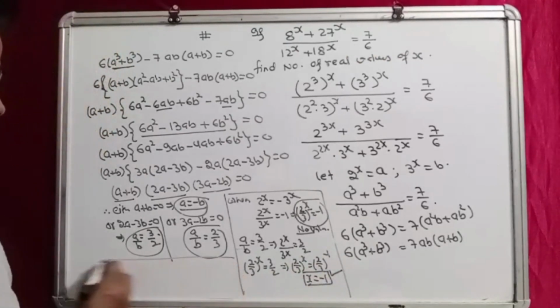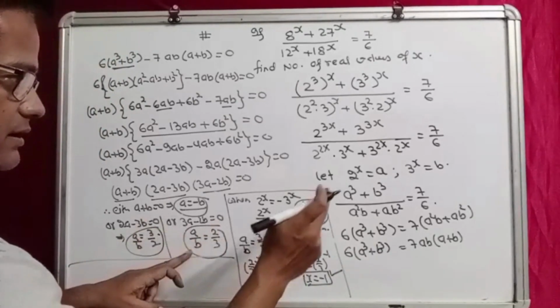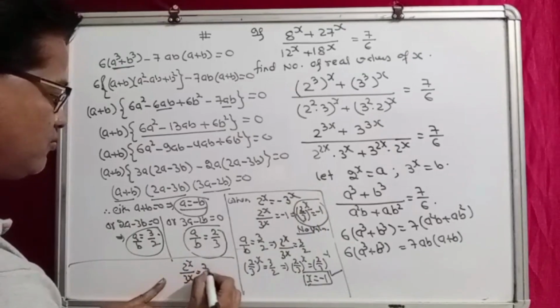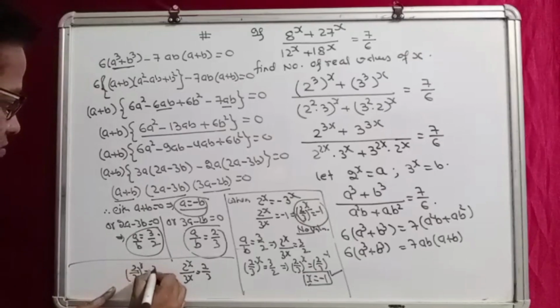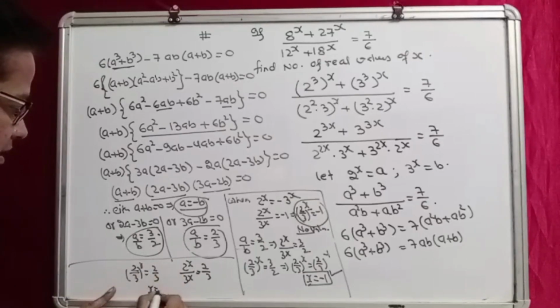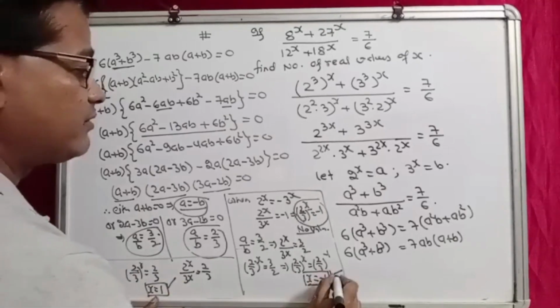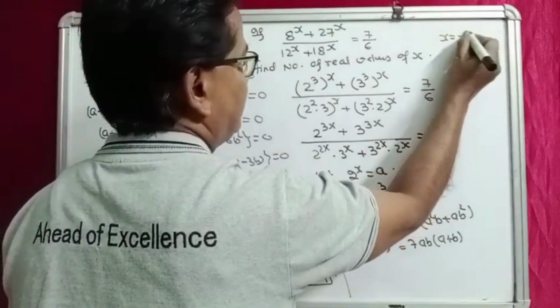And then by equating this one, a by b equals 2 by 3. a is 2^x, b is 3^x, 2 by 3. We can write (2/3)^x equals 2/3. So we get x as 1. So we are getting values of x as 1 and minus 1. So only two values we are getting, minus 1 and 1.